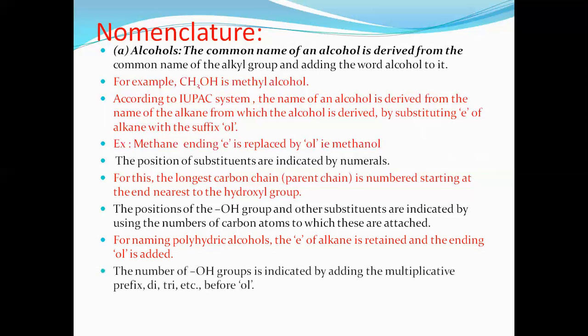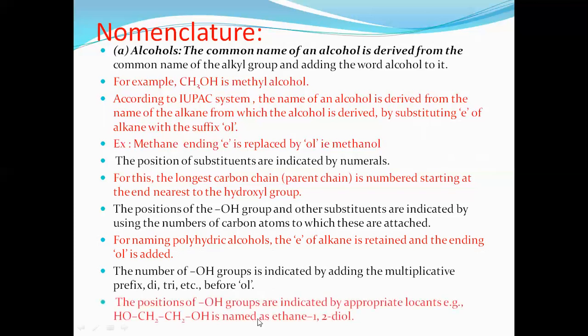The number of OH groups is indicated by adding the multiplicative prefixes di, tri, etc. before ol. The positions of OH groups are indicated by appropriate locants. For example, you can see here there is ethane and two OH groups are attached to it. Here we should not remove the E of ethane. It has to be retained as such. There are two carbon atoms, so this is ethane, and the first and second positions are both attached to OH groups. Therefore, whether I start from here or from here, it is one and the same. Therefore, 1, 2.